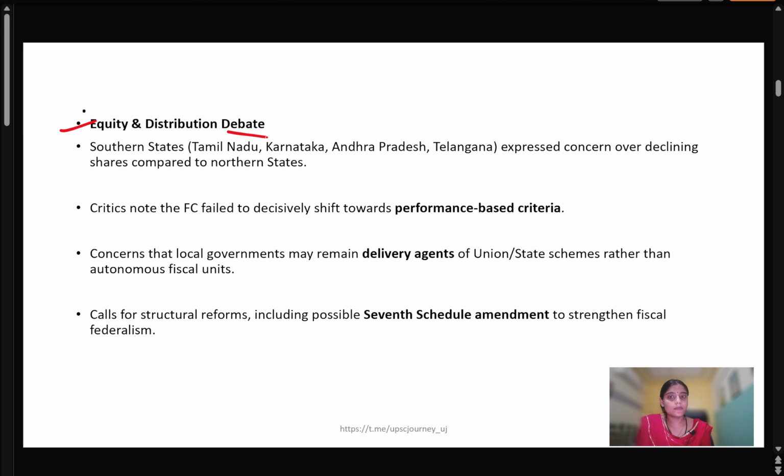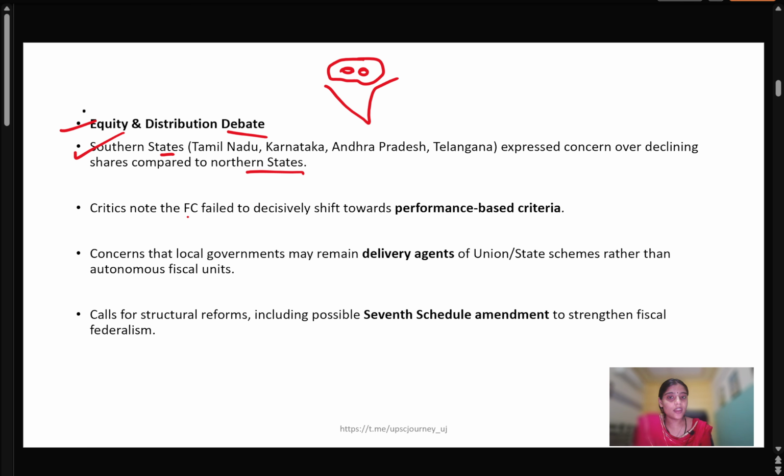Equity distribution debate. There is an ongoing debate that southern states like Tamil Nadu, Karnataka, Andhra, and Telangana have expressed their concern over their declining share compared to the northern states, because the northern states have more population and more area. So these northern states are getting more benefit from this vertical devolution, from this center-state sharing. That's why southern states like Karnataka, Kerala, Andhra, and Tamil Nadu have expressed their concern that they are getting a lesser share as compared to the northern states.